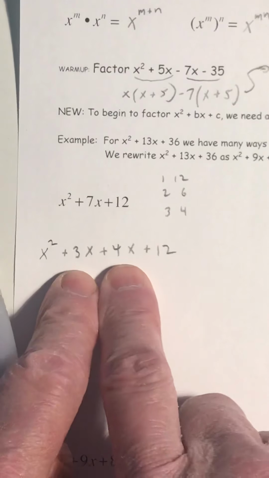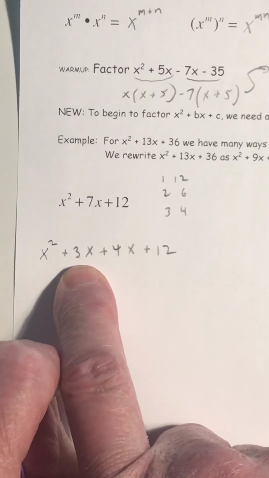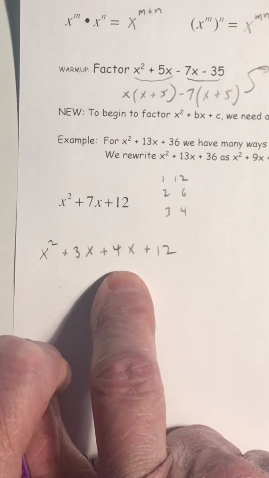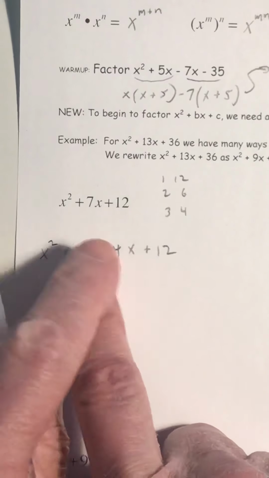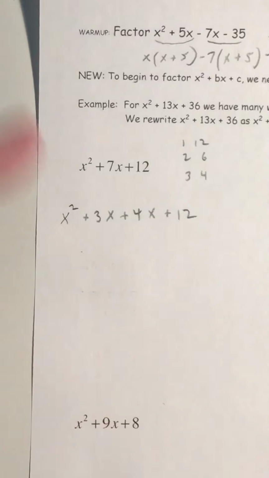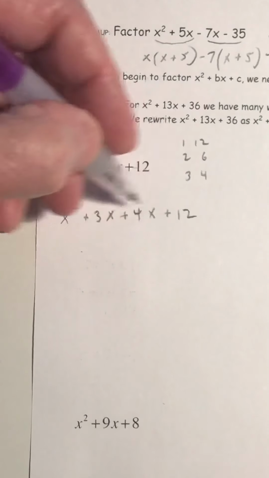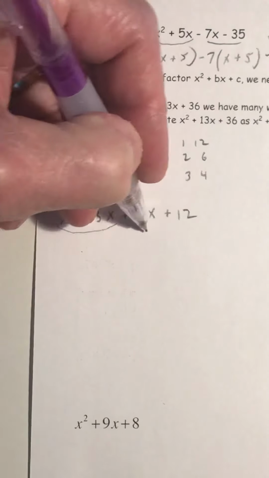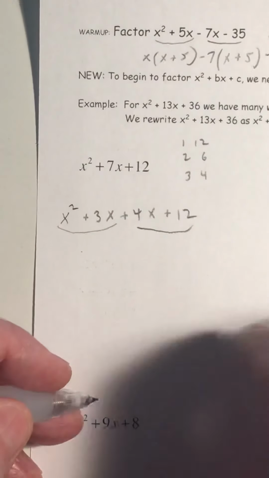And as I wrote this, I could have put the 4x followed by the 3x. It does not make a difference. You can use either order. You'll get the same answer when we're all done. Now we've got 4 terms, and the factoring by grouping should work.